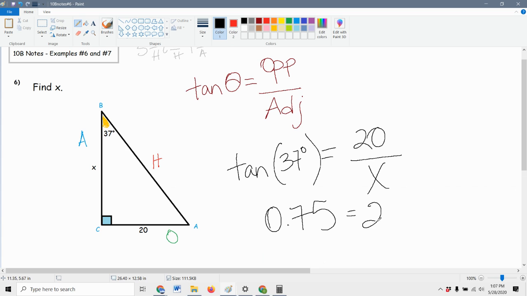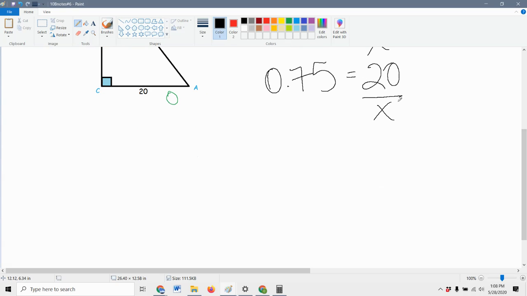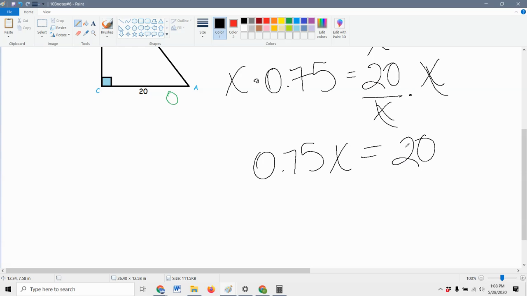Now that is still equal to 20 over x. Here's where a lot of students get frustrated. The x is now on the bottom. What are we going to do? Well, the way to get your x out of the bottom is just like we would do anything else. Since it's on the bottom, we're going to just multiply both sides by that x. Up x, down x, that'll cancel. And it'll leave us with x times 0.75, which we like to usually put in front of our x. And that will equal 20. So remember, if x is on the bottom, not to worry, just multiply both sides by x.